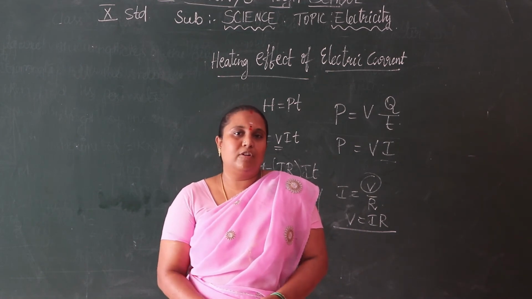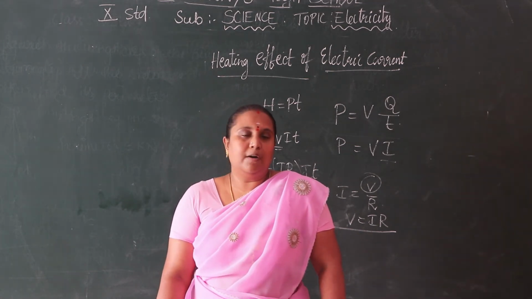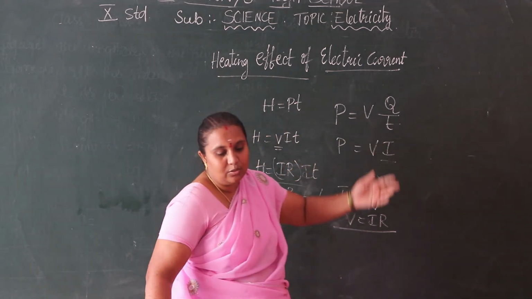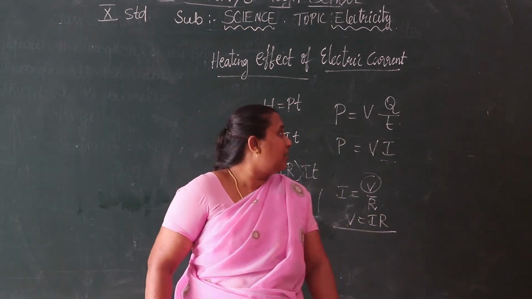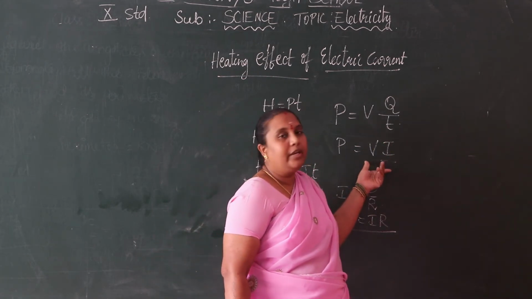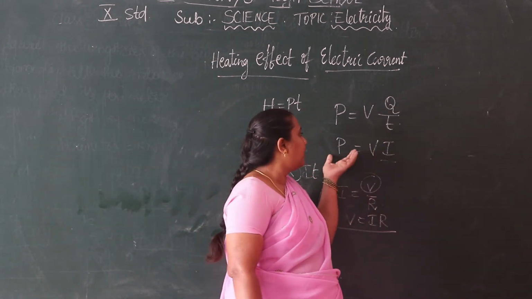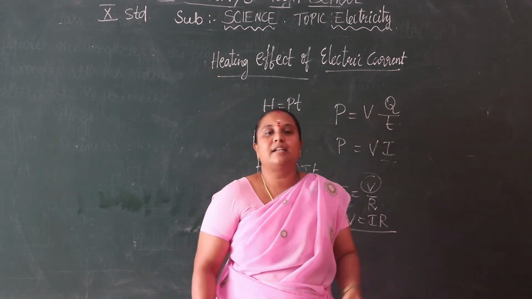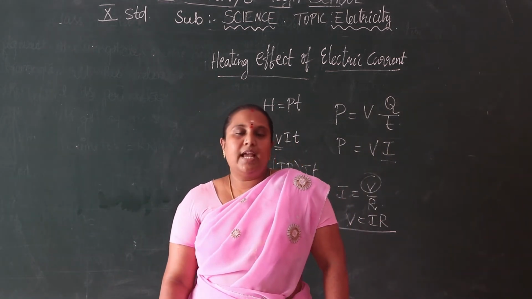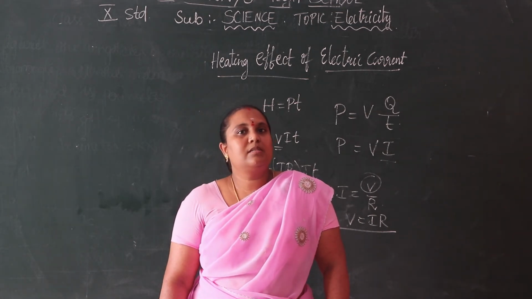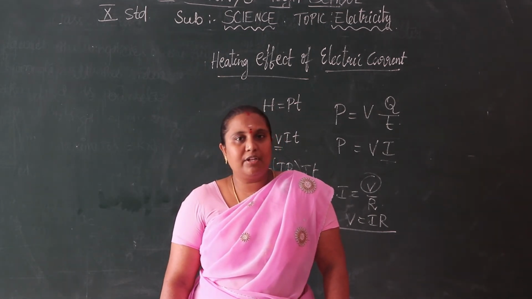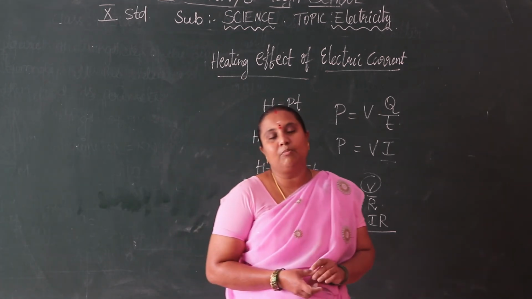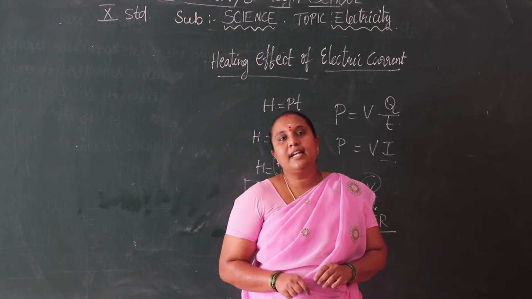The last topic for this lesson: electric power. Here also we read power equals V into Q by T. This Q by T we can say as I, so power equals potential difference V into I. What is power? Power is the rate at which electric energy is consumed by the appliances in the electric circuit.